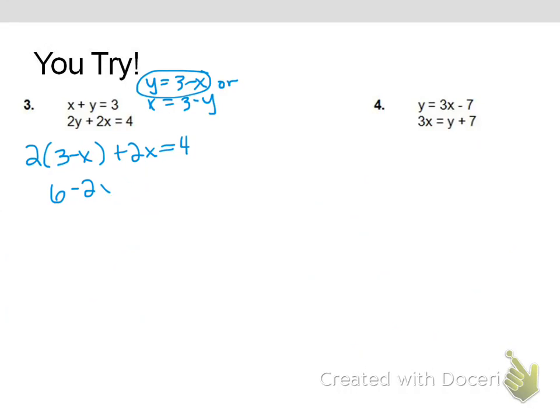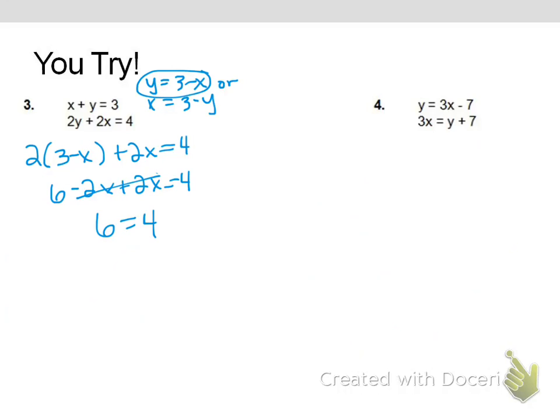6 minus 2x plus 2x equals 4. So what happens to the negative 2x and positive 2x? 2 cops, 2 robbers, what happens? They get caught. They shoot each other. They cancel out. They're gone.